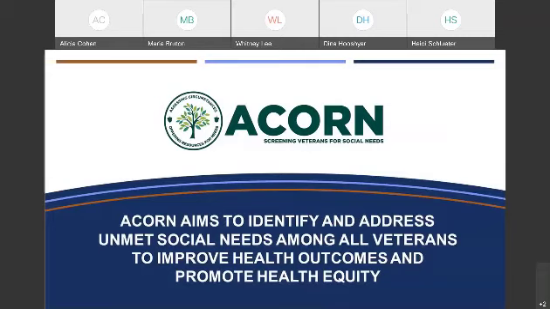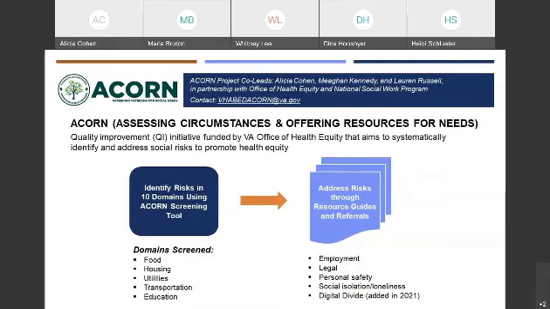So ACORN aims to identify and address unmet social needs among all veterans to improve health outcomes and promote health equity. ACORN, which stands for Assessing Circumstances and Offering Resources for Needs, is a QI initiative funded by the Office of Health Equity and implemented in partnership with the National Social Work Program.